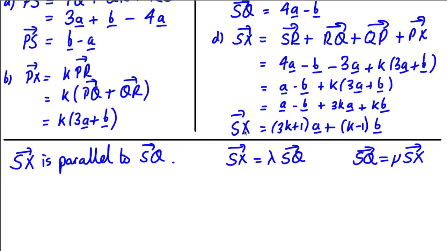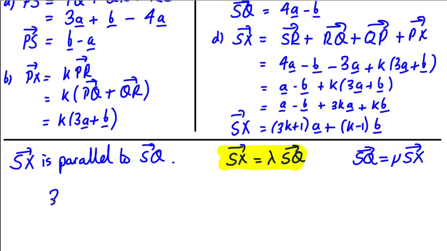Now, if I said this one equals some lots of that one, or that one equals some lots of this one, either way around it works. It would just be a different lambda, a different alpha. This is the best one to choose in this case, and the reason is we're going to do lambda times 4a minus b. It's going to be tidier rather than doing mu times stuff with k's in it, where it's going to be complicated and unwieldy. Let's do it this way around.